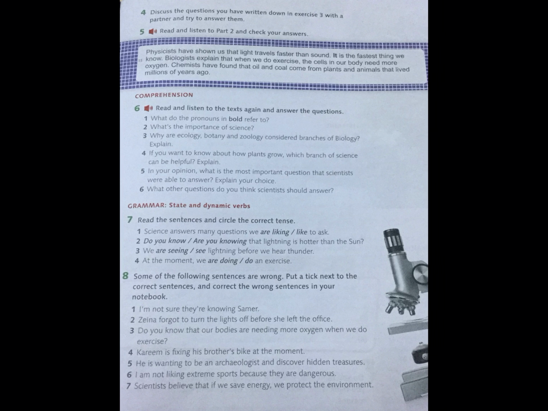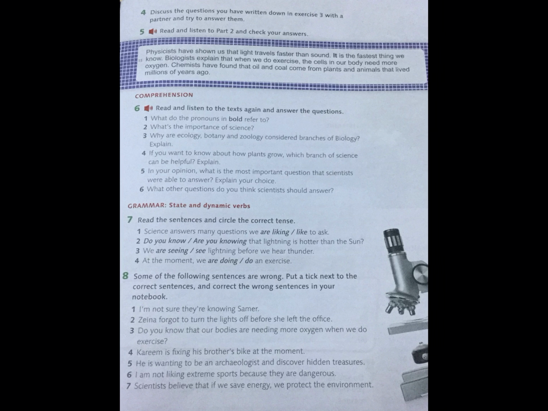5 says he is wanting to be an archaeologist and discover hidden treasures. This one is wrong, and the correct way to write it is he wants. We remove the is and we remove the ing and we add an s to wants. He wants to be an archaeologist and discover hidden treasures. Why? Because the verb want is not continuous. So we do not add an ing, we just remove is and we add he wants. We add an s to want, so it becomes wants.